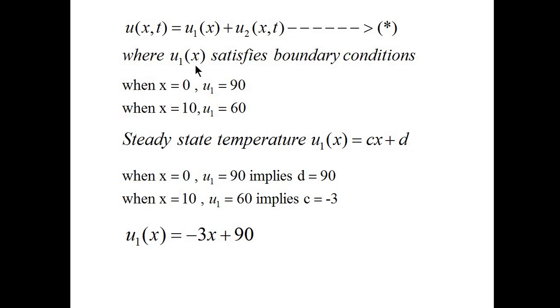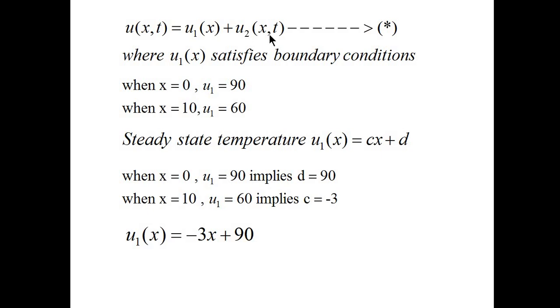Now we are going to evaluate u1 of x. Like I told you, u1 of x satisfies the boundary conditions. So when x equal to 0, u1 is 90. When x equal to 10, u1 equal to 60. Substitute these two conditions and then find out c and d. So you get c equal to minus 3 and d equal to 90. After you get u1 of x, now we have to find out u2 of x,t.